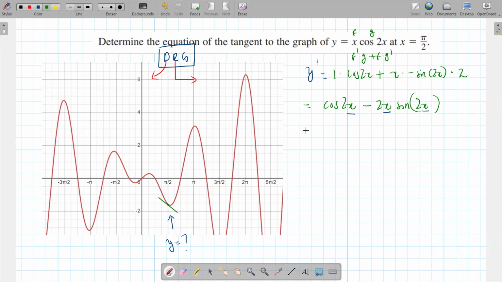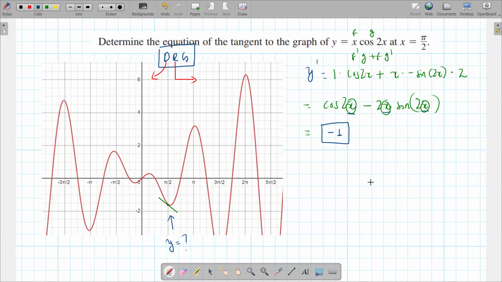So I'm going to plug here, here, and here, pi over 2 on the calculator. So cosine of 2 times pi over 2 minus 2 times pi over 2 times sine of 2 times pi over 2. Does that look like a zero slope here? What are we expecting? We're expecting the slope to be negative, right? I got exactly -1. So our slope is -1. So that's step number 1.